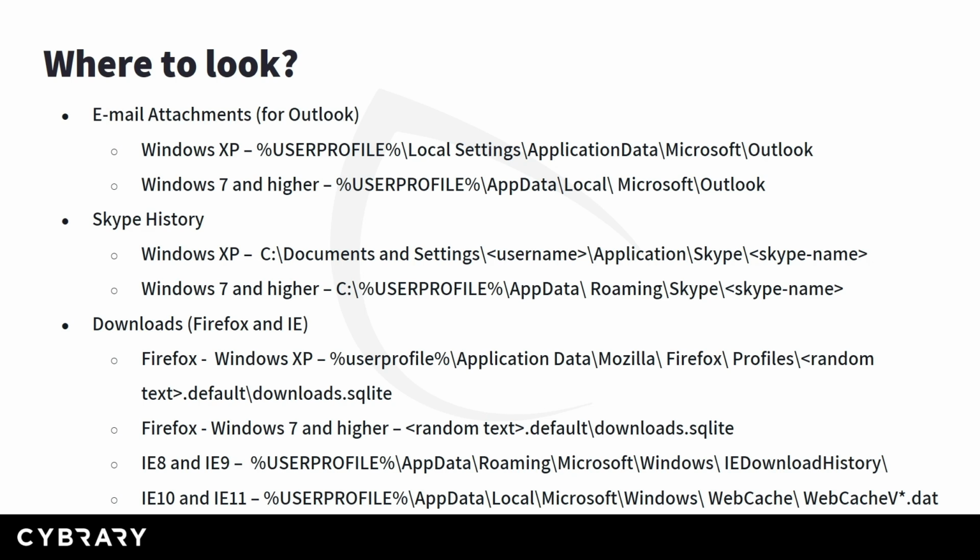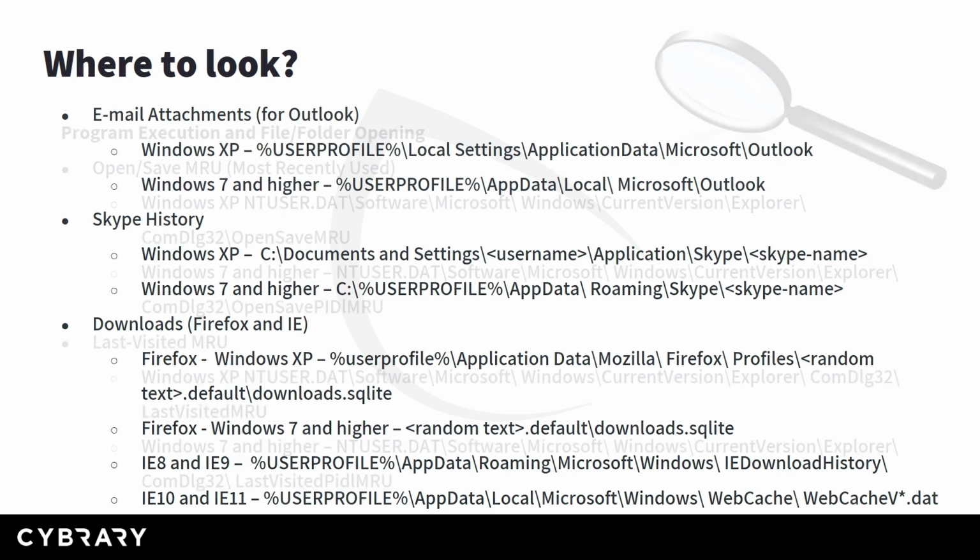Firefox and Internet Explorer have a built-in download manager application which keeps a history of every file downloaded by the user. This browser artifact can provide excellent information about what sites a user has been visiting and what kinds of files they have been downloading from them. We can see on the screen the location where these files are saved for Firefox and Internet Explorer.